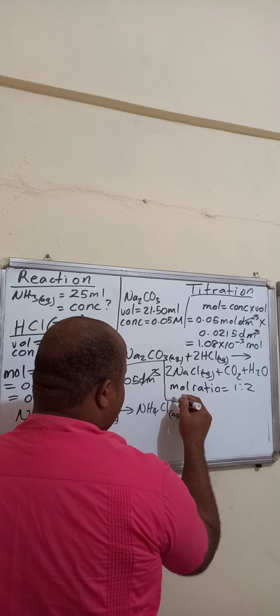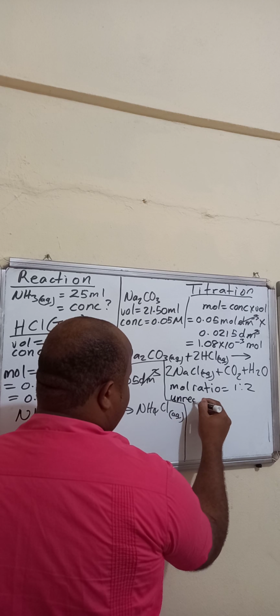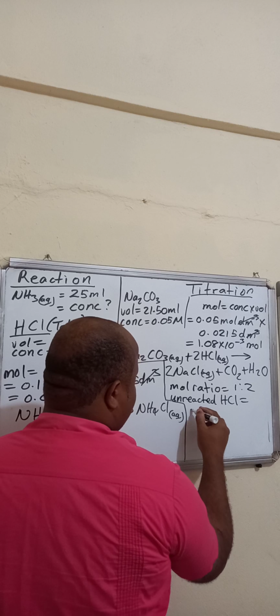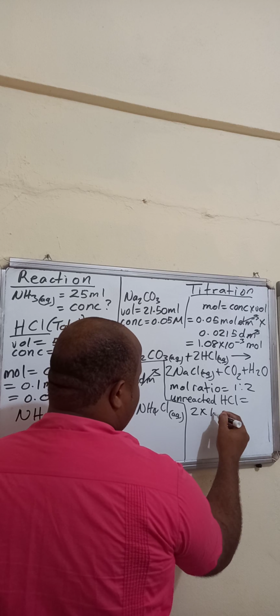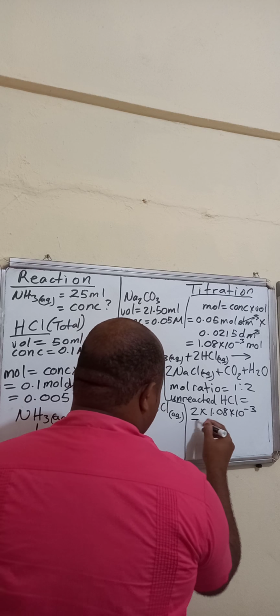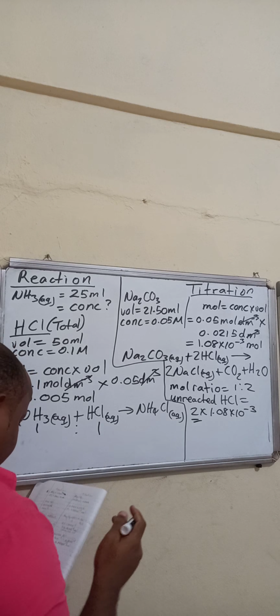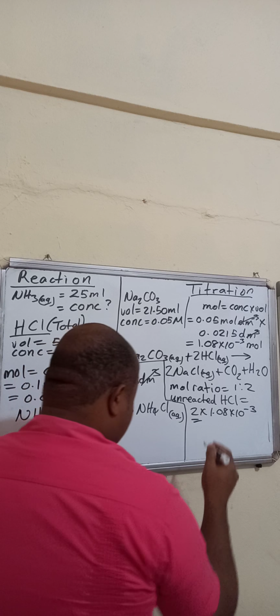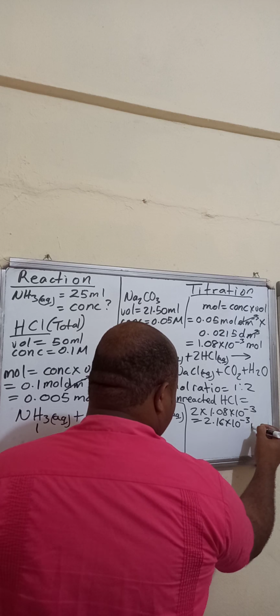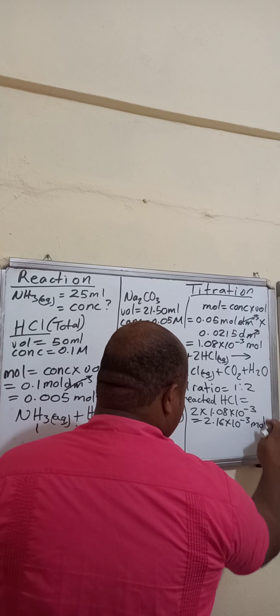So the unreacted HCl is equal to 2 times 1.08 times 10 to the minus 3. And we should get 2.16 times 10 to the minus 3 moles.